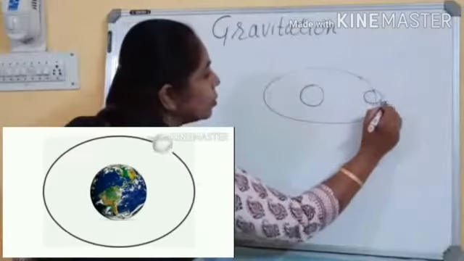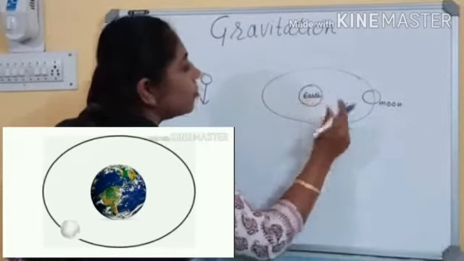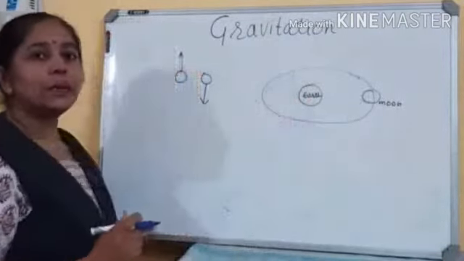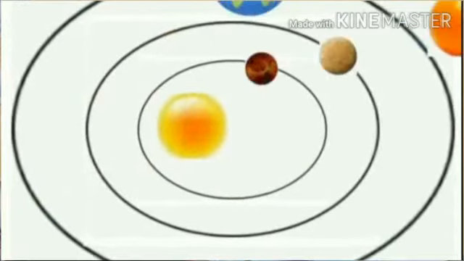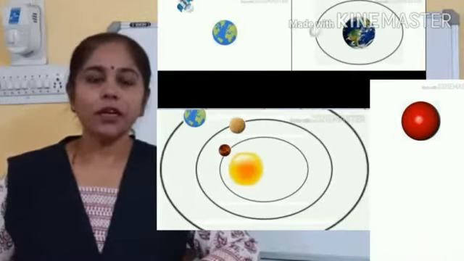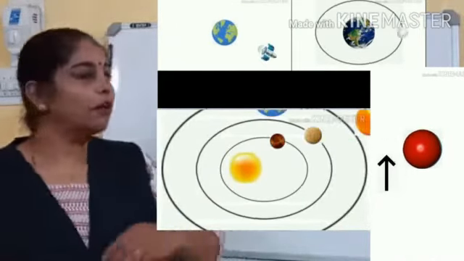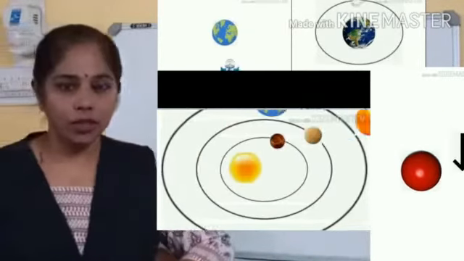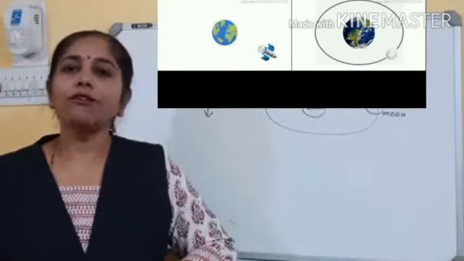So if this is the moon and this is the earth, then the moon revolves around the earth. Similarly, all the planets revolve around the sun. Is any force required for these motions? In all these cases, there must be a force. Isaac Newton could grasp that the same force is responsible for all these motions. This force is called gravitational force.